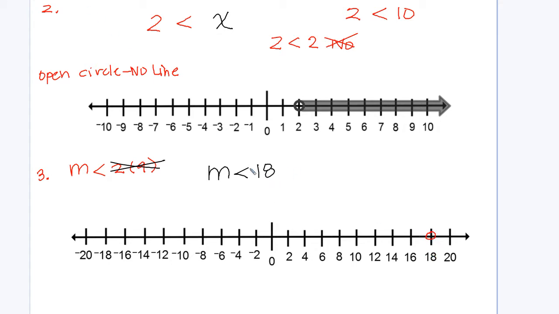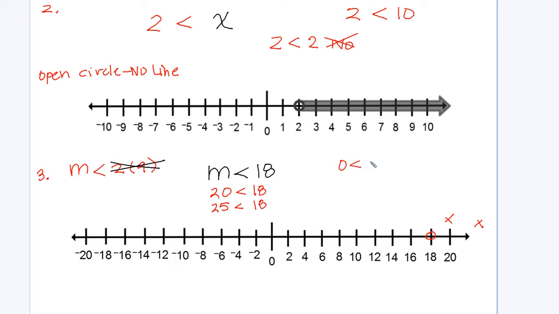Okay. Now, I need to pick numbers. I need to figure out which way I'm going to shade. Let's substitute in numbers. Let's go to the right. 20. And remember, anytime we substitute, we put them in for the variable. Is 20 less than 18? Is this true? No. What would be past 20? I don't know. 25. Is 25 less than 18? No, it's not.